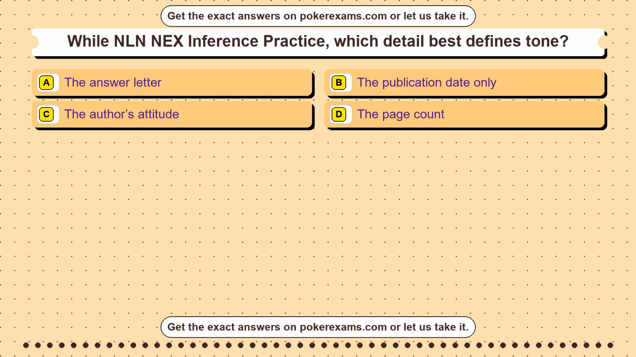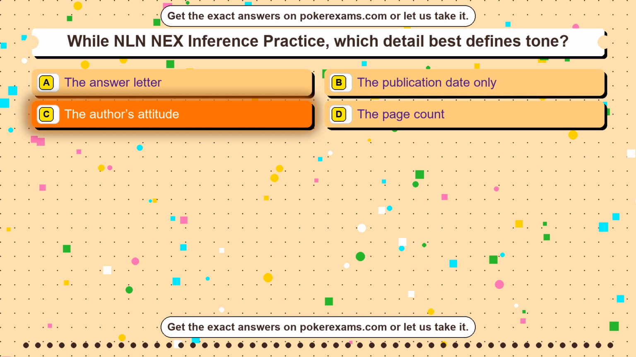Question 7. While NLN NEX Inference Practice, which detail best defines tone? Option A. The answer letter. Option B. The publication date only. Option C. The author's attitude. Option D. The page count. The correct answer is option C.